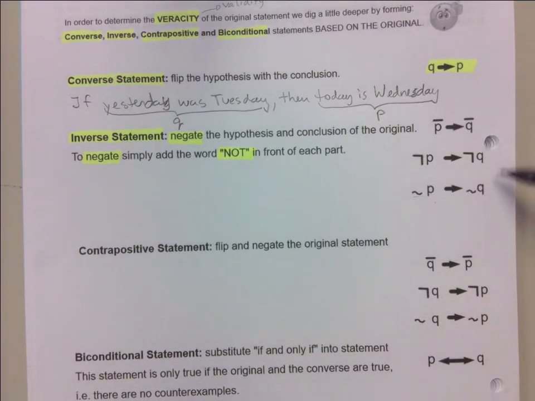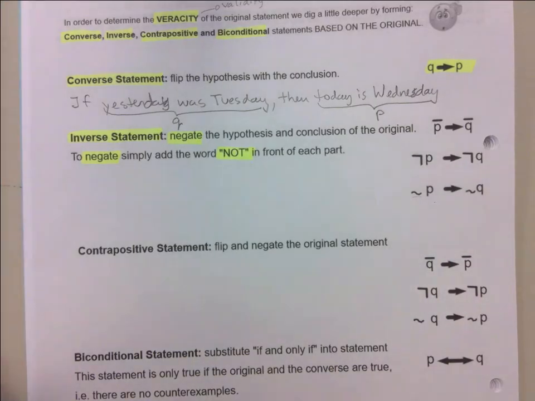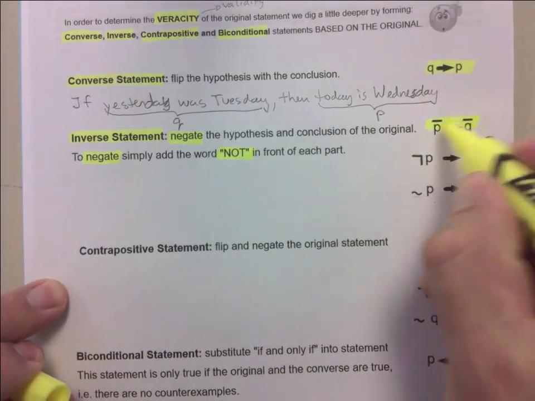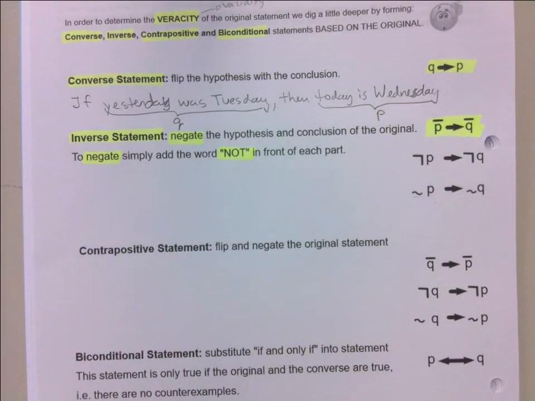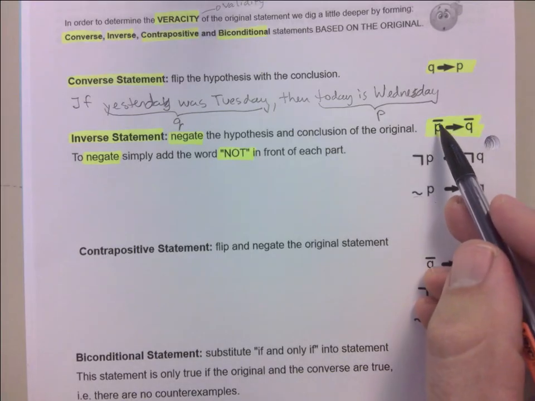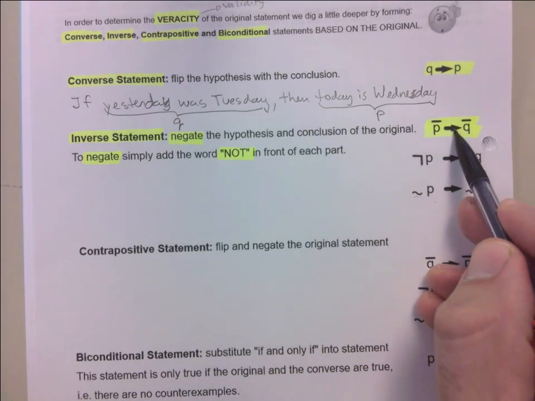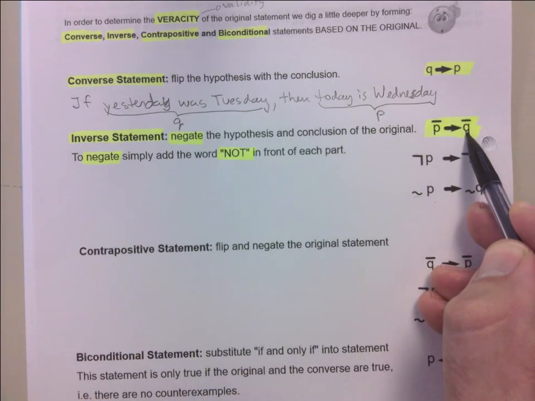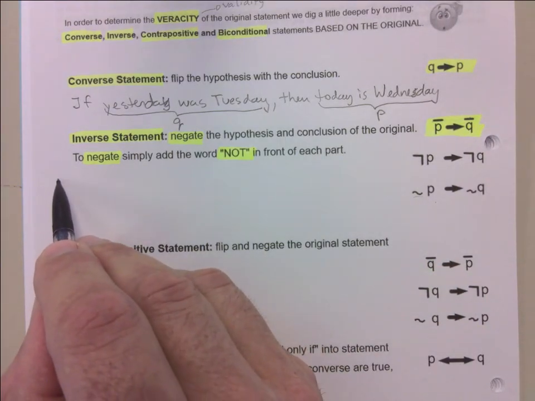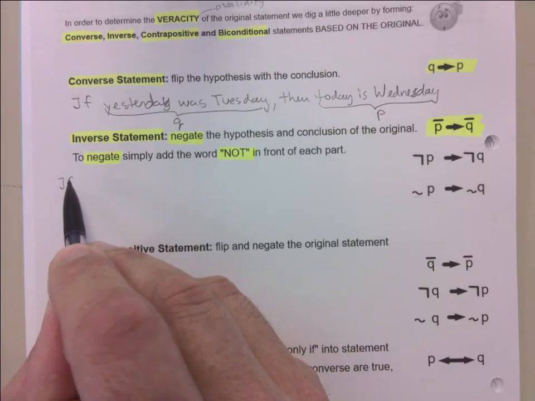So all of these three are saying the same thing. I'm going to stick with this one right here, with putting the bar on top. So this is saying, if not P, then not Q. That's what that is saying. So let's do that. We go back to the original, guys.